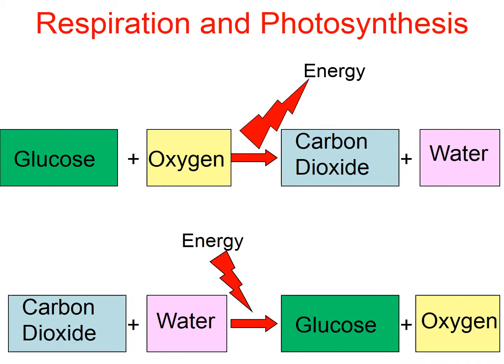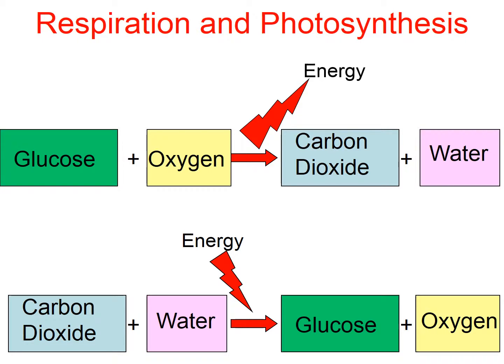Now at the bottom of the slide we see the reaction for photosynthesis, and here the carbon dioxide and water are joined together to make glucose. To do that though, to hook all those molecules together, you have to input energy to join them together. And of course, plants get this energy from the sun. And then kind of a byproduct of this is oxygen.